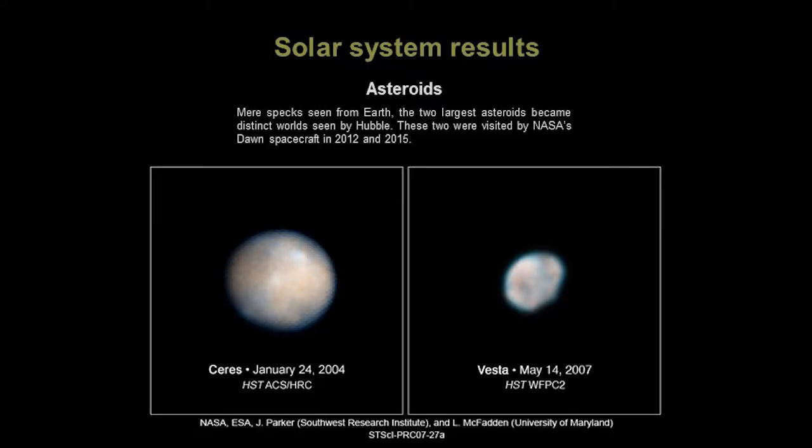So Hubble again gave us unique, unprecedented views of these objects. Later on, you might know, during 2012 and 2015, these 2 worlds were visited by NASA's Dawn spacecraft, and yet Hubble's work had prepared the way, had given us much better views, but also much better positioning, so that that spacecraft could be optimized for its mission to these 2 worlds.